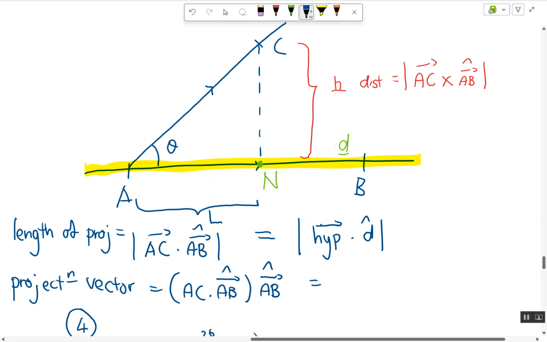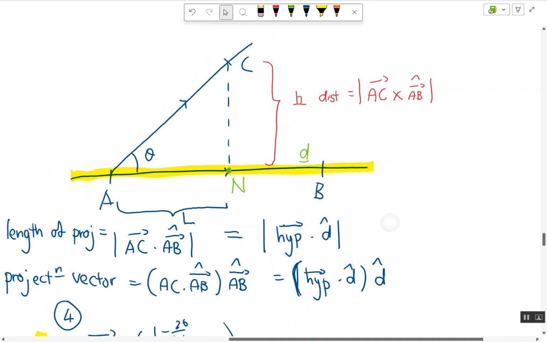Because the d is the floor, the projection vector would be the hypotenuse dot d hat times d hat. So d hat is the vector that is on the floor. And then the perpendicular distance would be equal to the hypotenuse cross d hat. Okay, this will give you the three things that you want.